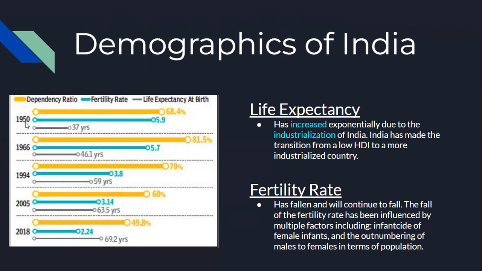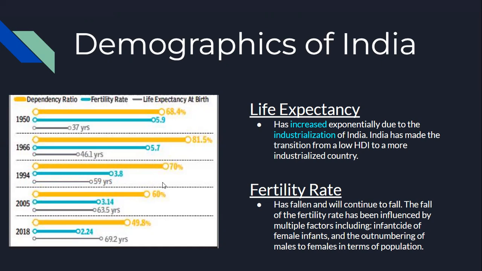So if we start in the 1950s, we see that the life expectancy was about 37 years. Going through time, decade after decade, we're going to see a change in the life expectancy. So by 2018, we see that the life expectancy jumped from 37 years in 1950 to 69.2 years in the year 2018. Now, this exponential increase is going to be due to the industrialization of India.